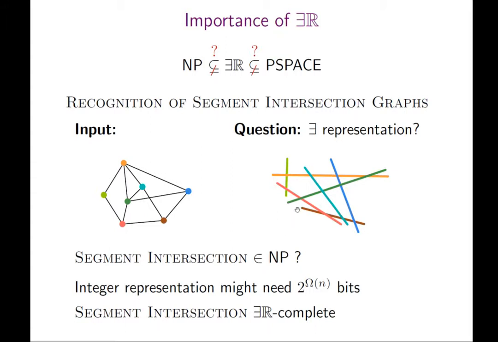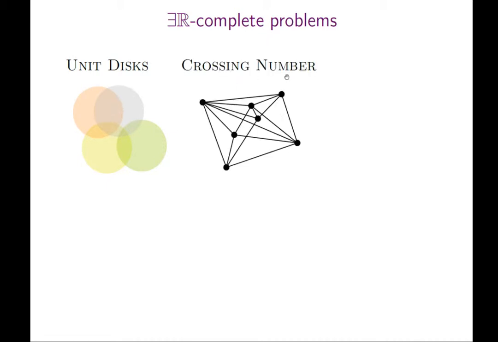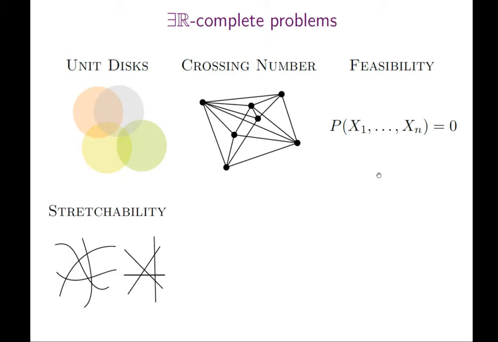Now let me tell you about a few other problems: unit disk intersection graph recognition, minimizing crossing number of a given graph. An important problem is feasibility. This is kind of a special case, where you have just one polynomial and you want to know if it's zero or not. That is as hard as existential R.